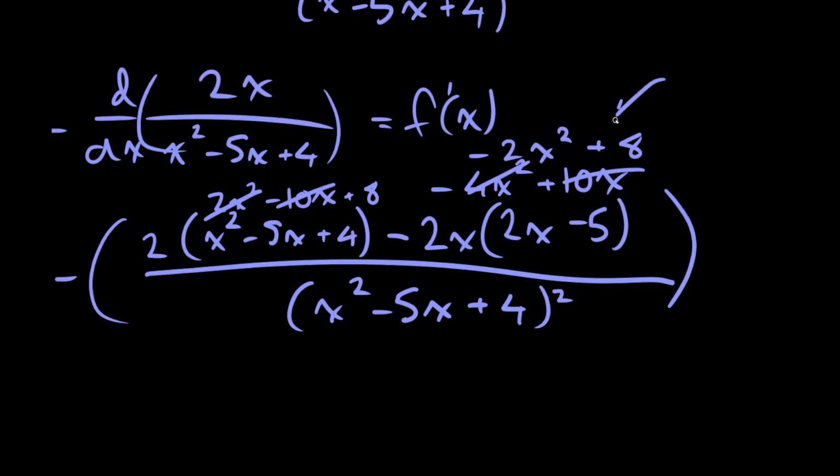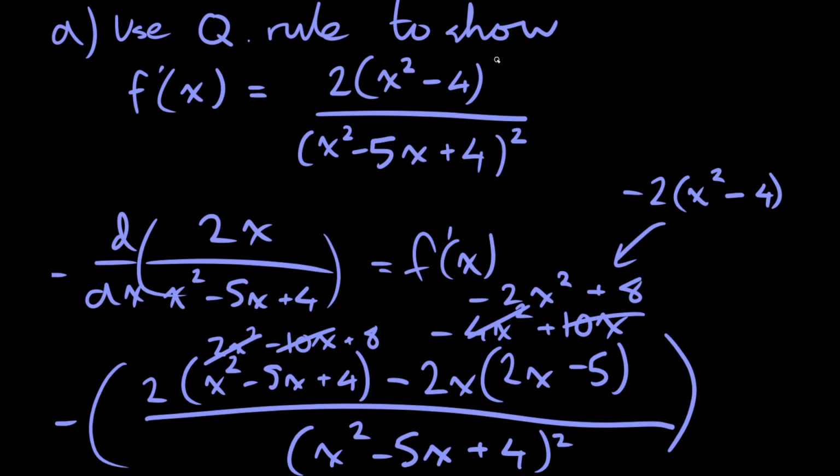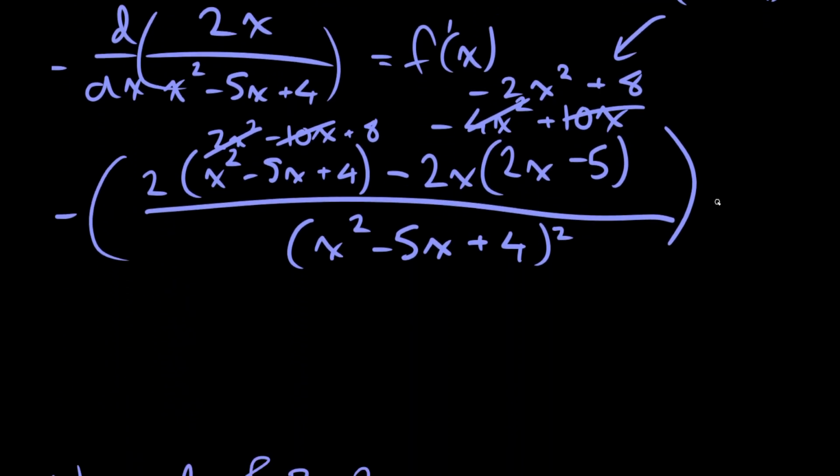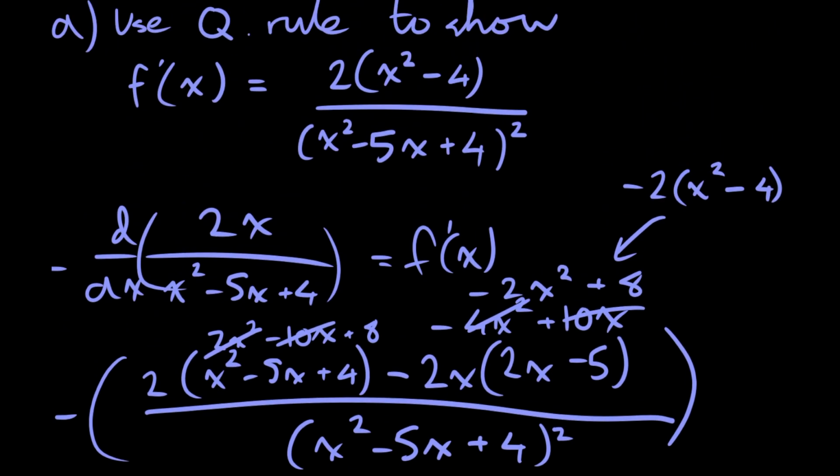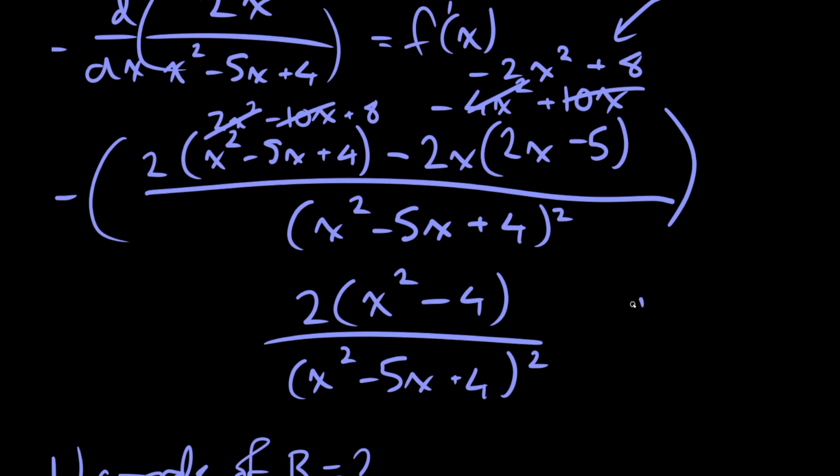So we'll get negative 2 times x squared minus 4. And yeah, that resembles this form. And this negative will cancel with the negative later. So we'll have 2 times x squared minus 4 divided by x squared minus 5x plus 4 squared, which is something they didn't want us to expand for obvious reasons. And yeah, you can write Q.E.D.